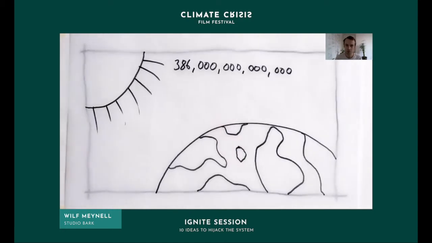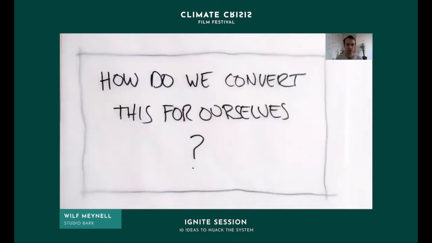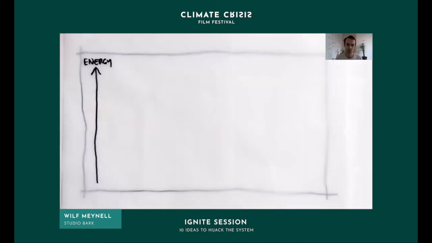The number that quantifies this in watts is very, very big. Theoretically, 90 minutes of the energy that hits the Earth's surface could power global human energy needs for a whole year. How do we convert this for ourselves? Let's look at a simple graph with energy going up and time going across.